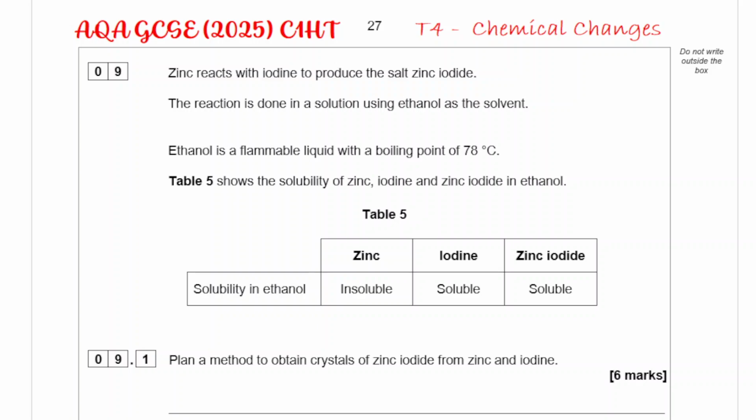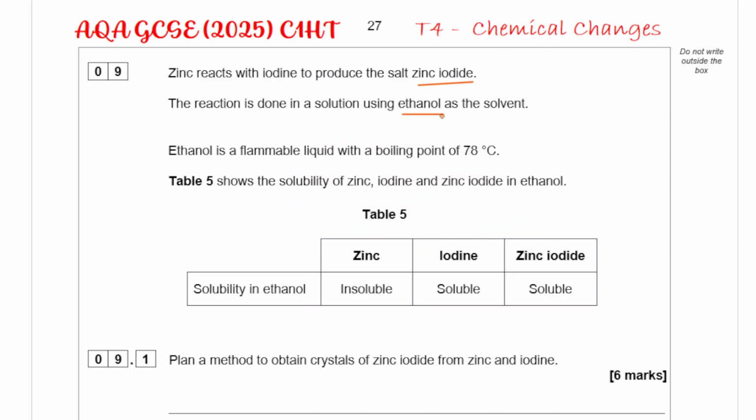So let's read that again. Zinc reacts with iodine to produce the salt. So the salt is zinc iodide. The reaction is done in a solution using ethanol. So usually when we are making salts, we use water or the acid as a solvent. Here we are using ethanol.